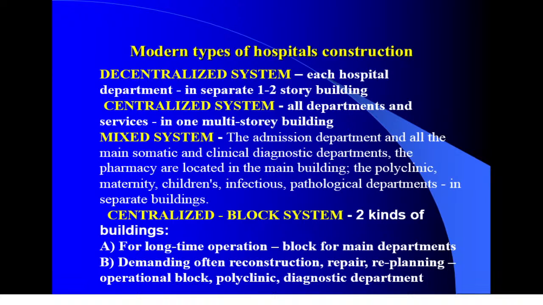An example of such a mixed system in Simferopol is hospital number 7, where all main departments and administration are in one big main building and some other departments, maternity and the infectious department, are in separate buildings. But I won't say that the infectious department must always be in a separate building.